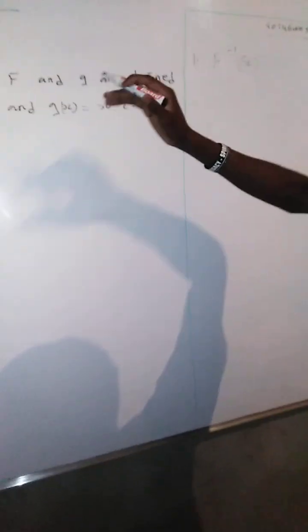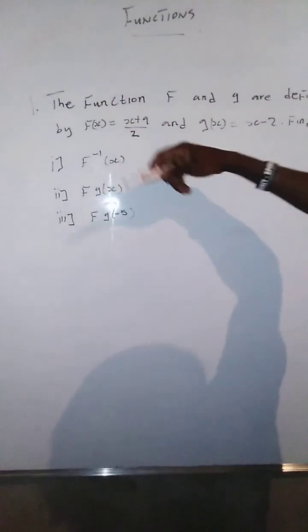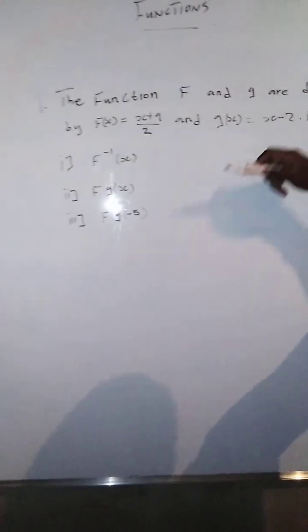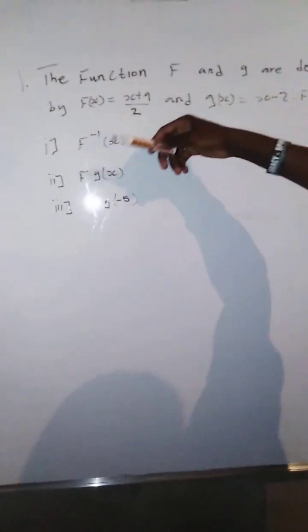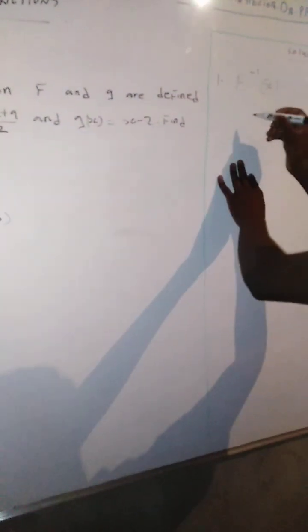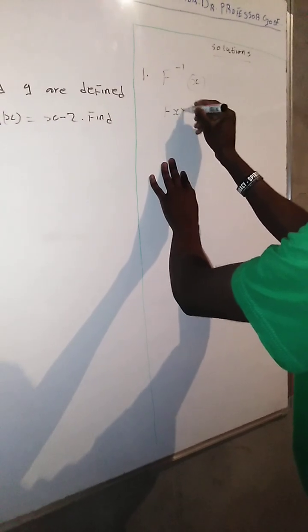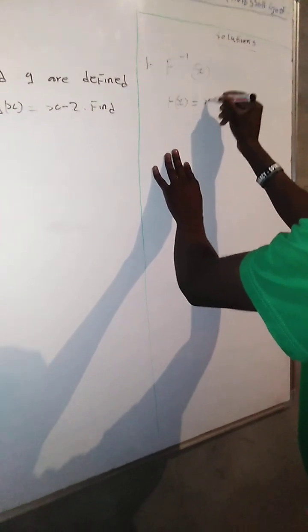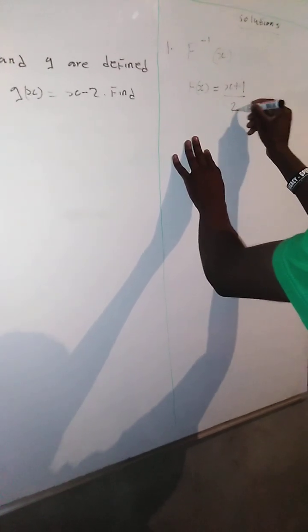Then we bring the function. Since here there is f, we're going to pick the function of f. But if there was a g here, we could have picked the function for g. But since there is f, we're going to get the function of f. So it will be the function of f of x. f of x is equal to x plus 9 over 2.